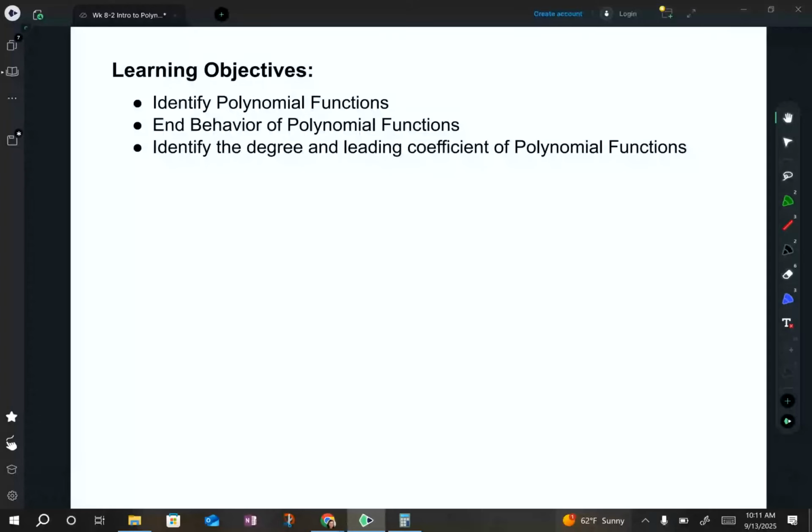Hi, this week we're going to talk about polynomial functions. We're going to talk about their end behavior and some characteristics of them. Let's go ahead and get started.